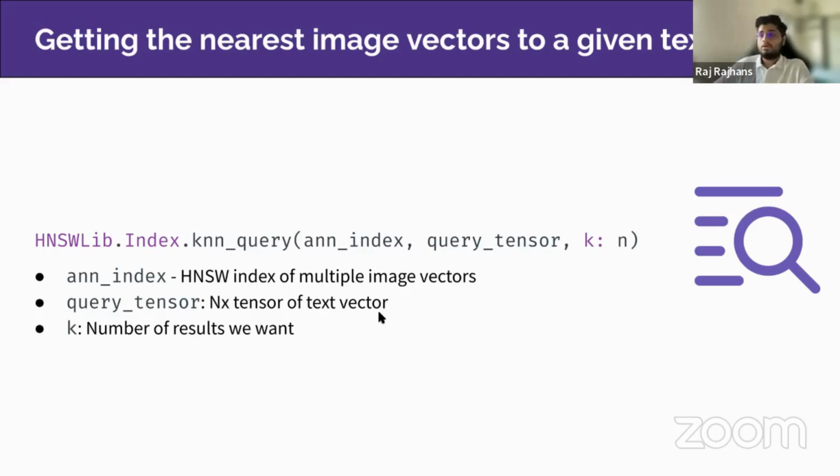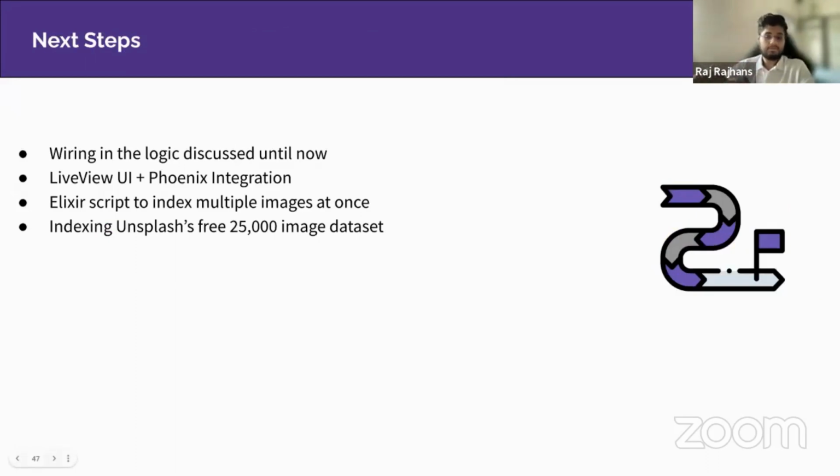So we have taken a look at the main parts of building the demo app, which is getting vectors out of image and text using Bumblebee, Axon, Nx, and the CLIP model from OpenAI. Then storing those vectors in an HNSW index, and finally querying it to get the nearest vectors. After this, the next steps are just wiring it all up. I'll give a brief overview of what it involves. Basically, wiring in the vectorization logic, initializing the model at application start, storing its reference in an agent, and then integrating that with Phoenix, creating a LiveView UI on top of it. And finally, writing a script for indexing a lot of images at once. You can use any images you want. For the demo, I've used the 25,000 image dataset that Unsplash provides.